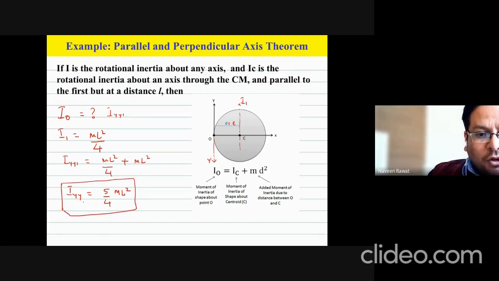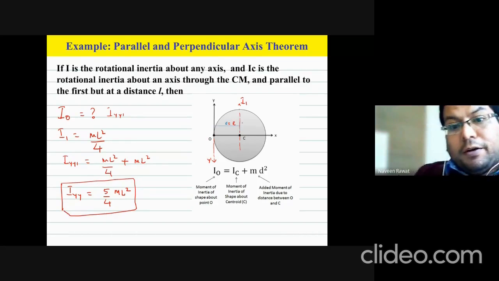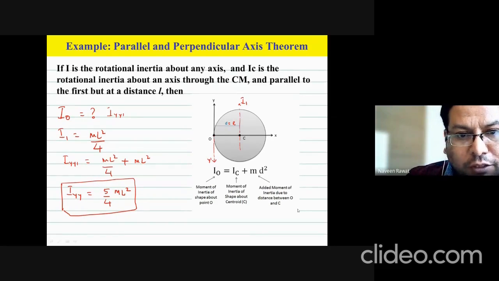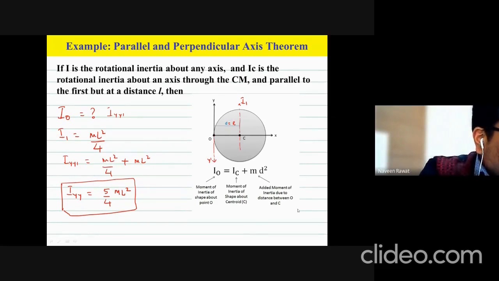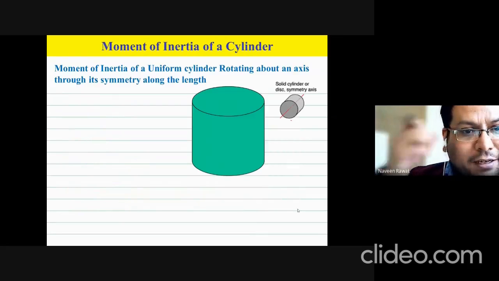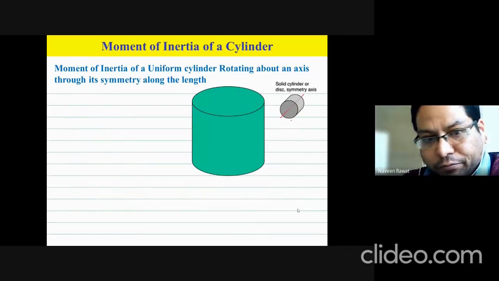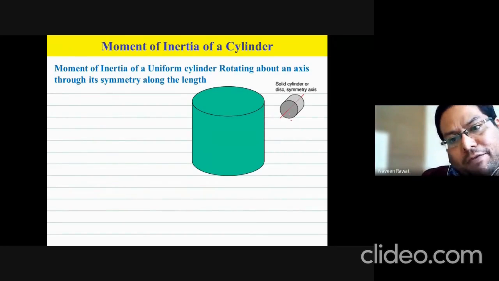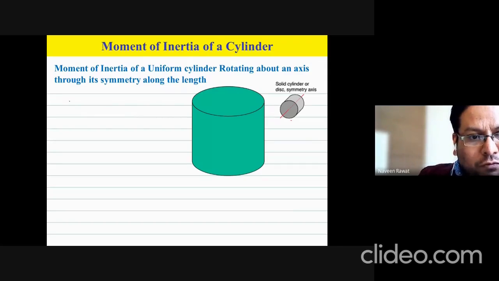So this was a case where you use your perpendicular axis theorem first, then you find I1, and then you use the parallel axis theorem, and then you find the value from this axis. You see, again continuing along these lines, we'll do one more derivation, and that will be the last one for today. Okay, and that is the derivation for a cylinder. Okay, so again we have a cylinder. It is a three-dimensional object. So now we have to use the three-dimensional density.